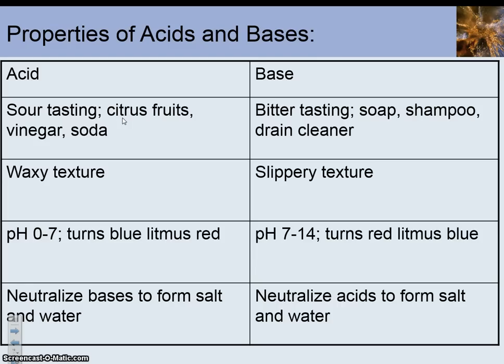Acids, when they're solid, tend to be a bit waxy. We're never going to deal with any solid acids here. Their pH is below 7, and blue litmus paper turns red. And when we add these to bases, they essentially form a salt, not necessarily sodium chloride. A salt, remember, chemically is defined as a positive ion combining with a negative ion. So calcium oxide or potassium sulfide would be an example of a salt too.